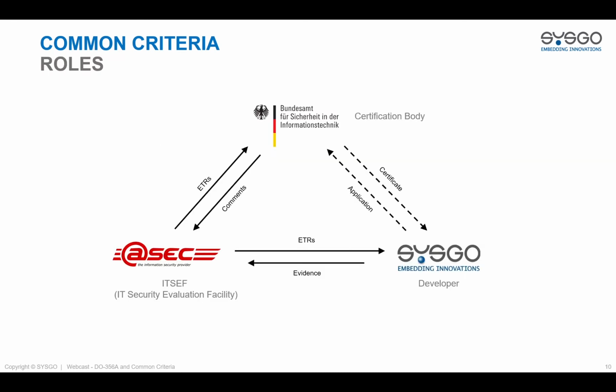So there are several roles in the Common Criteria evaluation, which is a little bit different from existing safety standards like DO-178. So we have the official certification body, we have the developer, and in addition, we have the security evaluation facility, which is an independent facility which provides the evidence to the certification body. So this is a little bit different to what we know from safety standards.